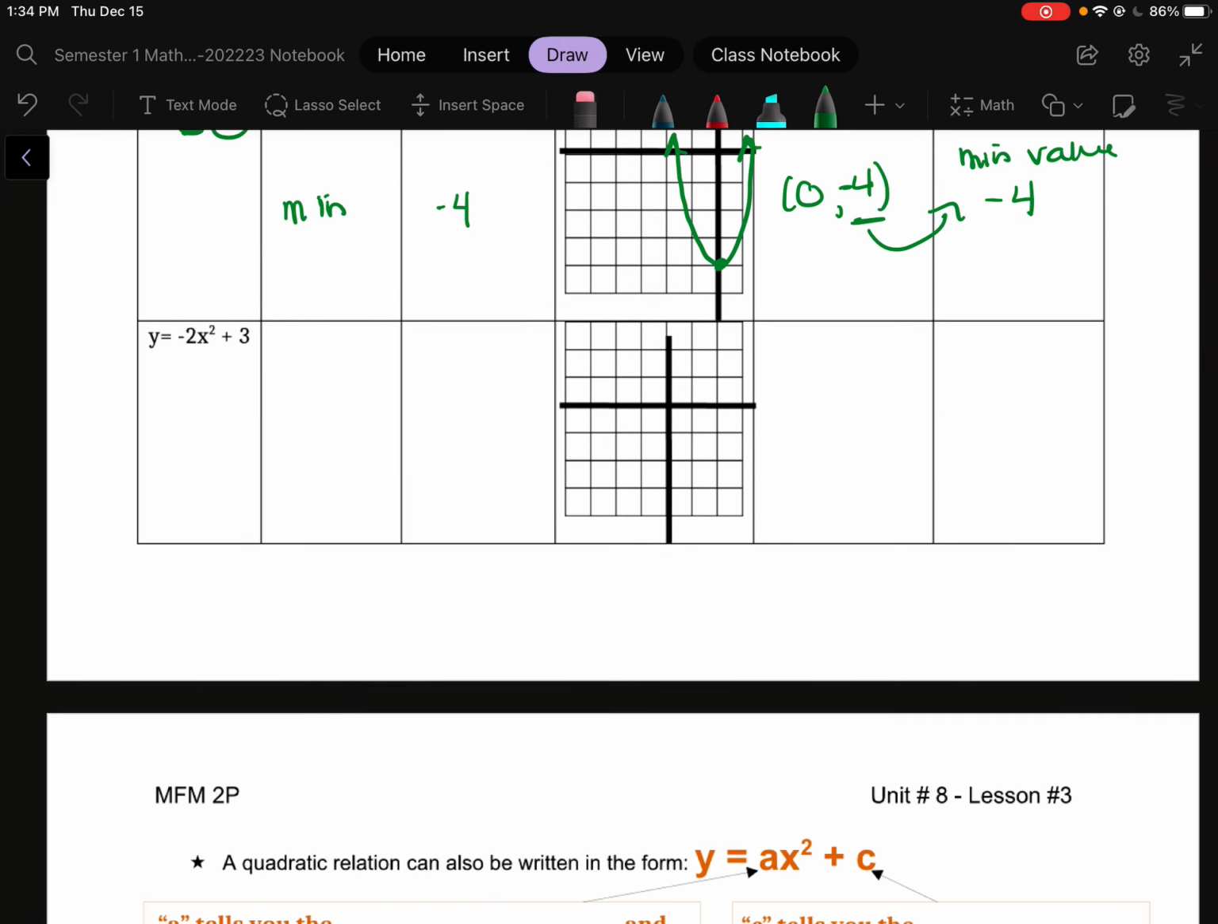Now, last one here, we have a -2x squared, so that means it's a max. Our y-intercept, which is our c, is +3. So we start at +3. It's a max, so it's going to go down. And then our vertex is at (0, 3). And our y-intercept is a max value now of 3.